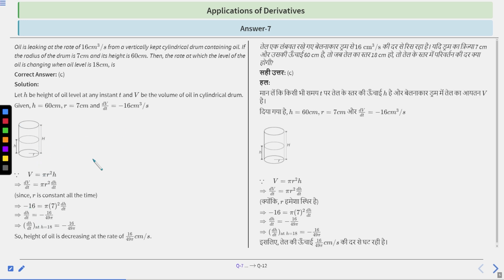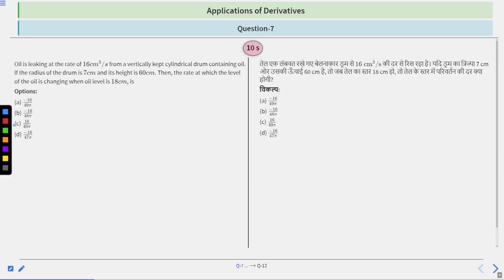Now, dv by dt is given minus 16 centimeter cube per second, right? And r is 7, pi into 7 square into dh by dt. Clear? So dh by dt is minus 16 upon 49 pi. It is not depending upon h at all, right? So dh by dt at h is equal to 18, since it is not depending upon h. So at any h, dh by dt will be minus 16 upon 49 pi, right? So height of oil is decreasing at the rate of 16 upon 49 pi centimeter per second. Clear? So I think option C is the right choice. 16 upon 49 pi.